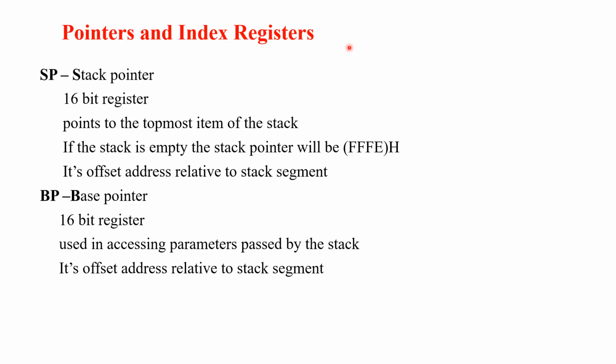In addition to the general-purpose registers, the Intel 8086 microprocessor includes specialized registers known as pointers and index registers. These registers play a crucial role in memory addressing, enabling effective data manipulation and access. Here is an overview of these registers. Stack pointer. Pointer registers are used to hold addresses in memory specifically for the stack and code segment.